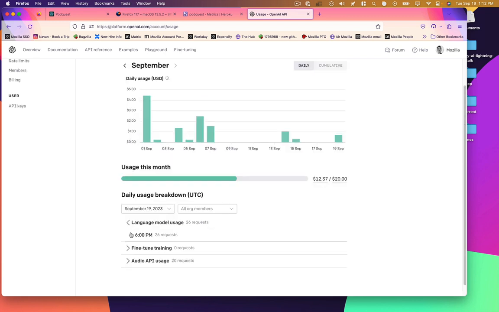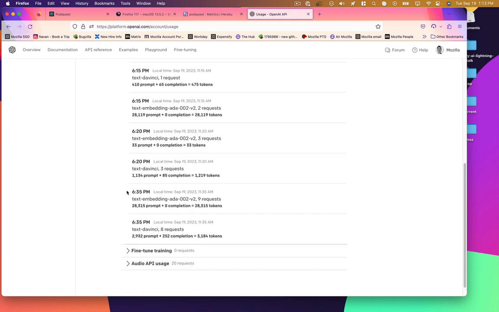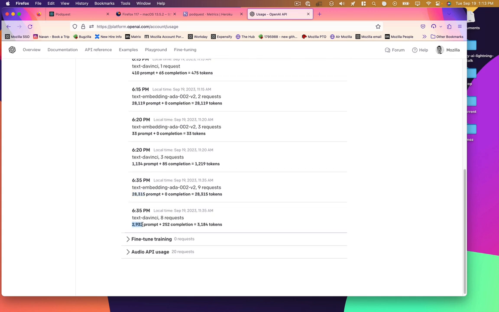Let's look at language. Again, we'll dive into this segment. So this is when we started asking questions to the LLM. So it's broken down into prompt and completion. So we had to build a context of understanding for the large language model, and that was 28,315 tokens of context. And then probably add on an additional 2,932 here. That might include the podcast episode, and it just got broken up because of the time interval.